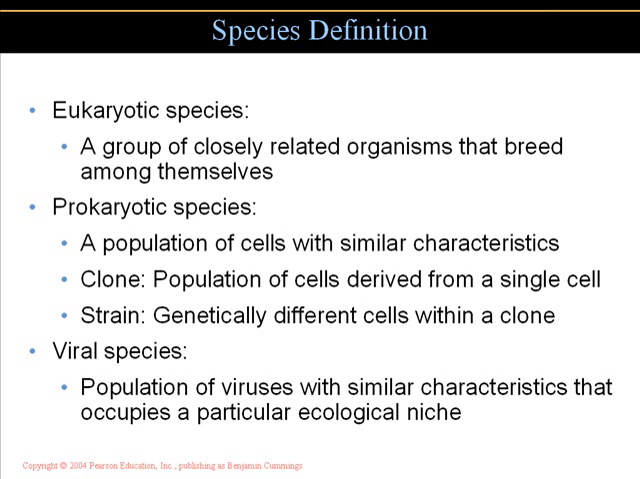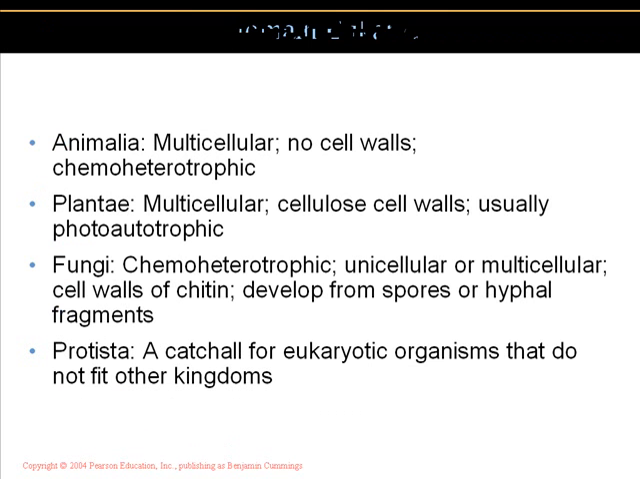You've probably heard about cloning in the media, about how you can copy or make an individual cell, make populations of either individual cells or individuals in this case, which are derived basically from a single cell, as long as you have the genetic information that would allow you to do that. A strain refers to genetically different cells within a clone, and then a viral species refers to a population of viruses with similar characteristics that occupy a particular niche in the ecological system.